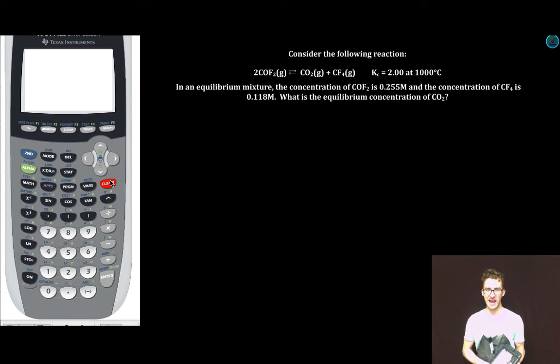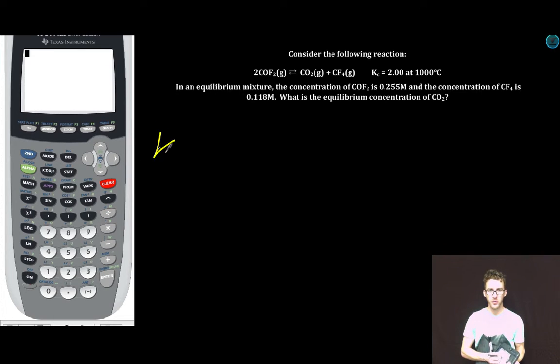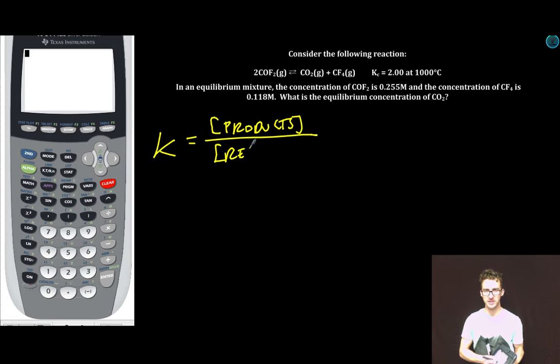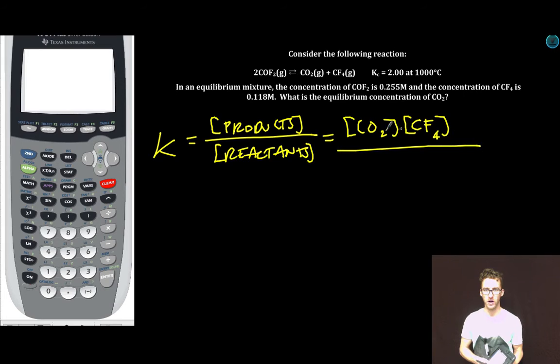Consider the following reaction. Boom! In an equilibrium mixture, the concentration of COF2 is 0.255 molar, and the concentration of CF4 is 0.118 molar. What is the equilibrium concentration of CO2? Equilibrium constant, big K, equals concentration of your products over concentration of your reactants. For this equation, that means concentration CO2 to the first times concentration CF4 to the first over concentration COF2 squared.